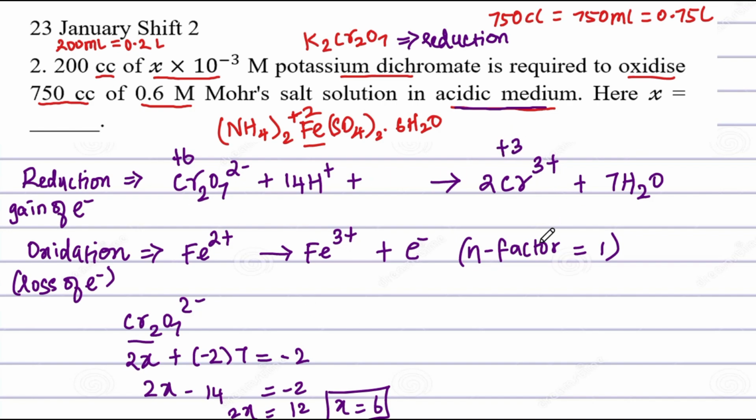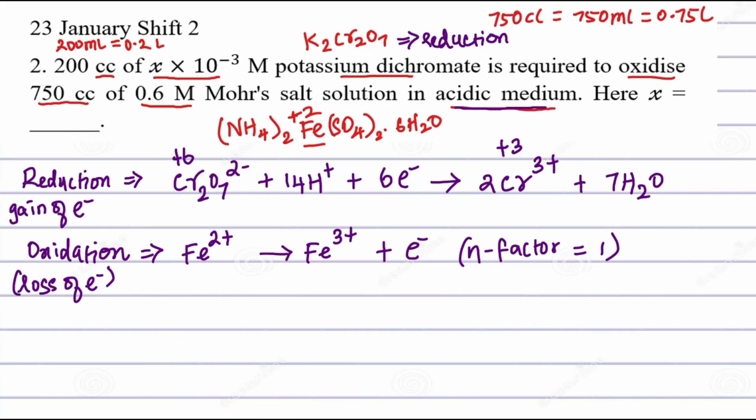So what is the difference? 3 is the difference. But how many chromium atoms are there? 2 chromium atoms are there. So 3 into 2, 6 electrons. So both the chromium atoms together gain 6 electrons for the reduction. So this is the reduction half reaction. Let me erase this. Now how many electrons are involved here? 6 electrons are involved. So the n factor is equal to 6.